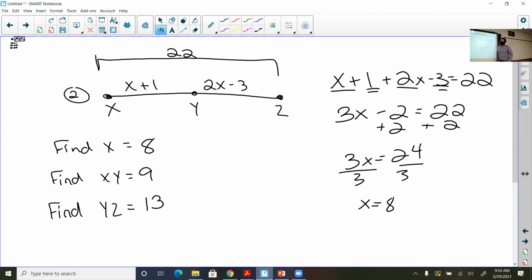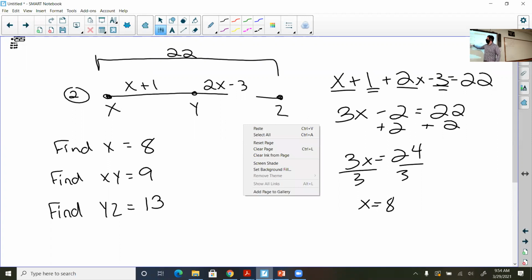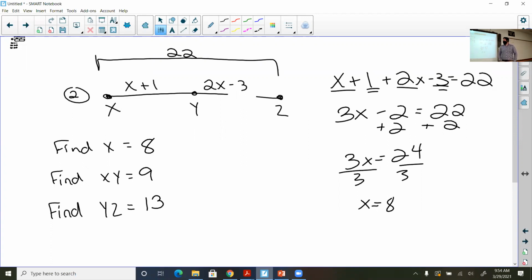And you can always double check because again, this xy and this yz should add to equal 22, and 9 plus 13 is 22. So that is a little review of something we had done before break with our segment addition stuff. Any questions before we move on to the notes for the distance formula?